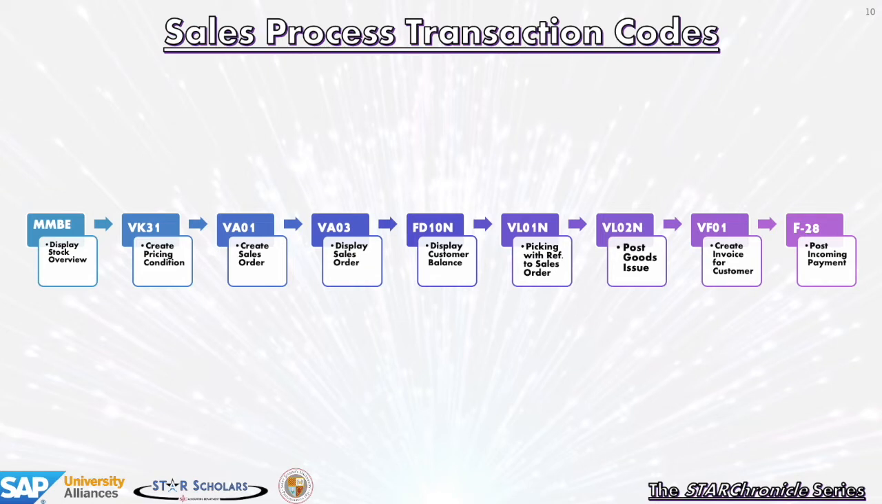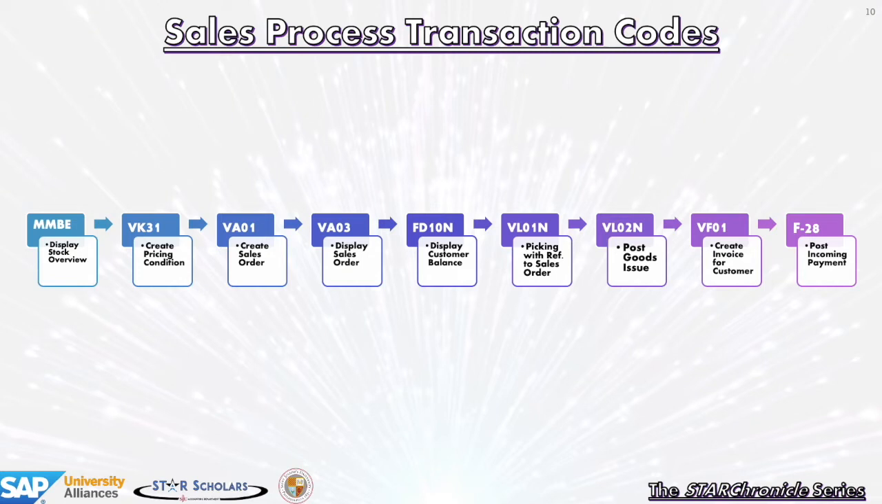The first of these transaction codes is MMBE, which allows us to view the inventory of our DXTR Deluxe Touring Bike. VK31 allows us to enter the pricing condition of $3,000 for our Deluxe Touring Bike into the SAP system. Next, VA01 will be used to create the sales order for 20 DXTR Deluxe Touring Bikes to be sold to Philly Bikes at $3,000 each. After creating the sales order, we will use T-code VA03 to display our previously created sales order and examine the document flow.